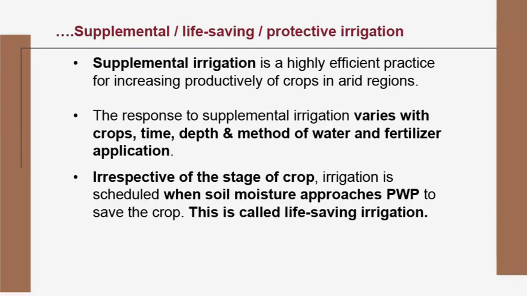Supplemental irrigation is a highly efficient practice for increasing productivity of crops in arid regions. The response of supplemental irrigation varies with crops, time, depth and method of water and fertilizer application. So these are the variables that will affect the response of supplemental irrigation. Irrespective of the stage of the crop, irrigation is scheduled when soil moisture approaches PWP, permanent wilting point, to save the crop. This is called life-saving irrigation. Means if you do not apply water at this stage, the crop will suffer from severe losses.